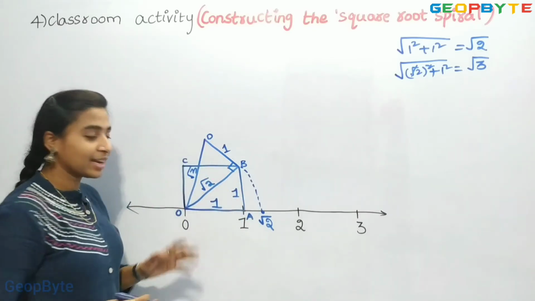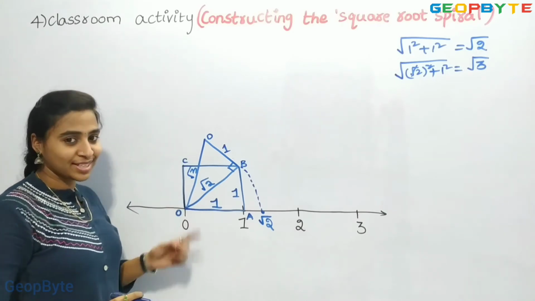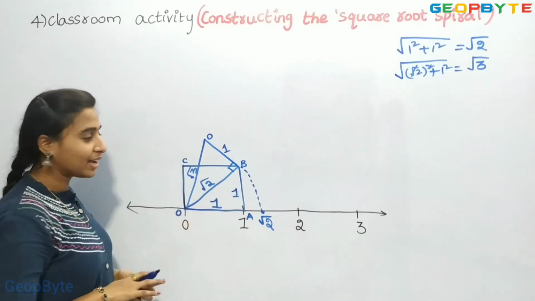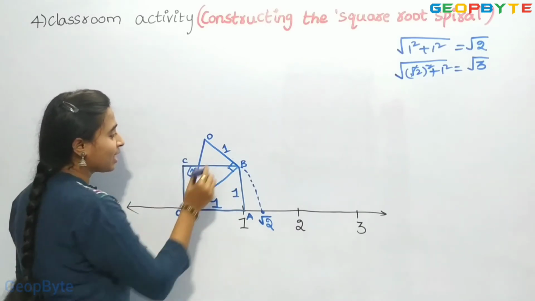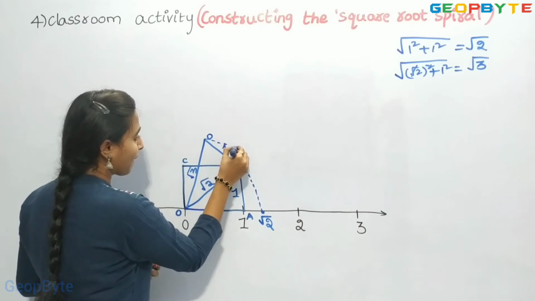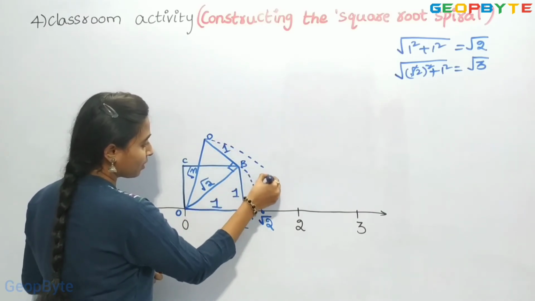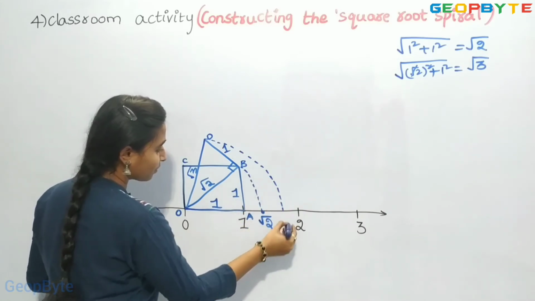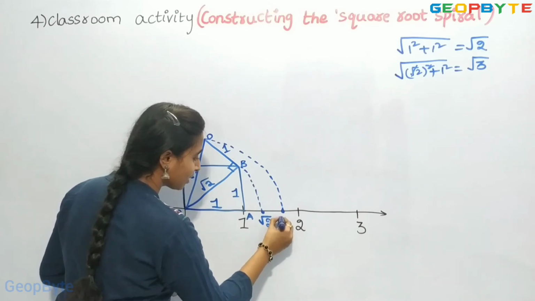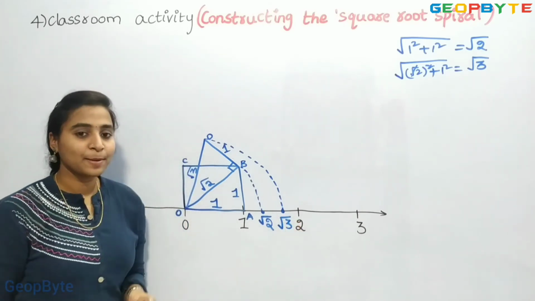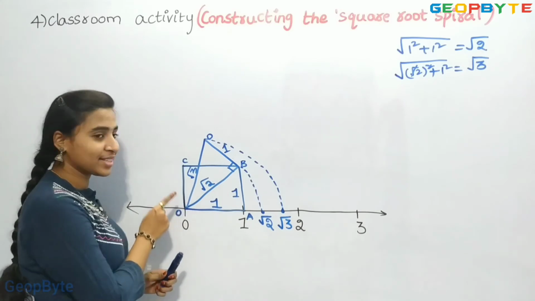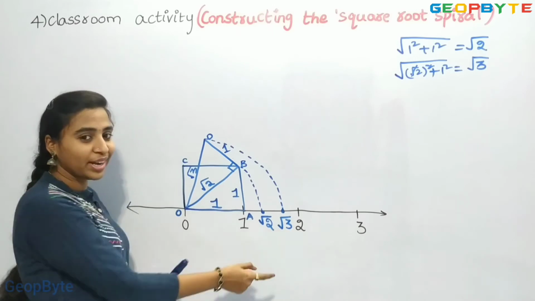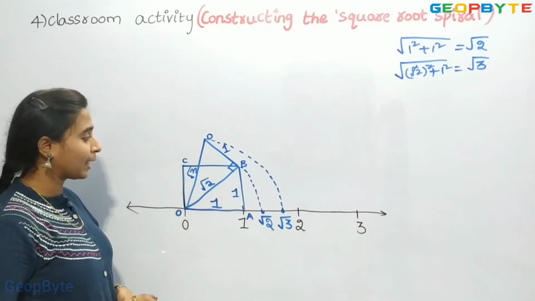So let us take a compass, put O as the center and OD as the radius. Draw an arc, that is like this. It comes here like this. So O as the center, OD as the radius. Draw an arc, you get a point root 3 on the number line.